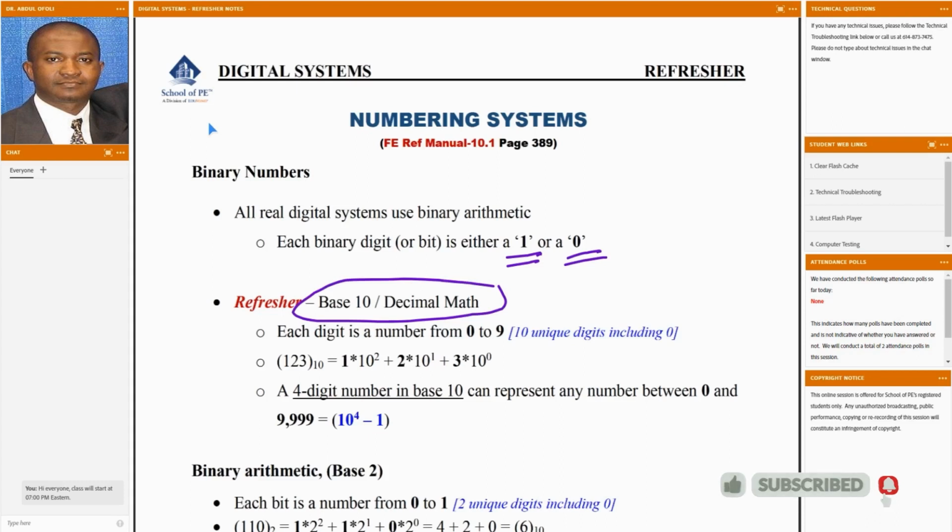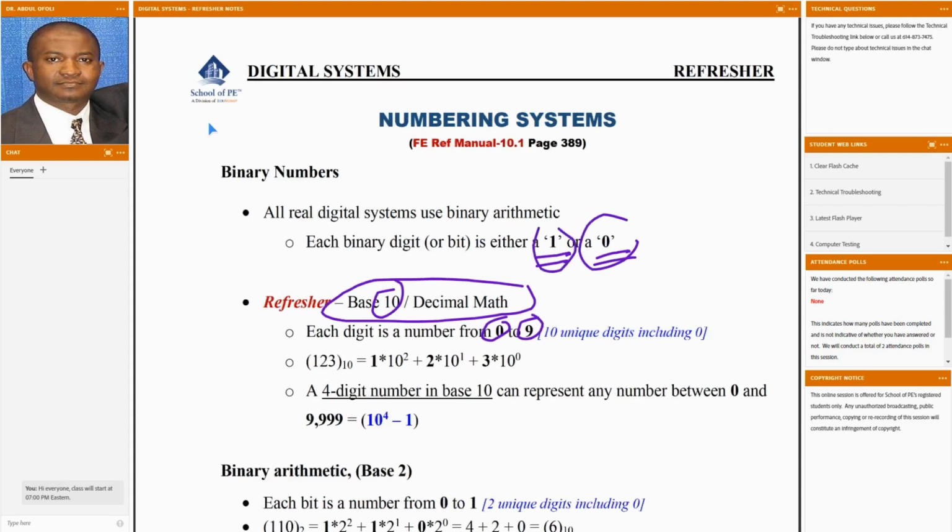In base 10, our normal decimal math, we have 10 unique digits, and that's why it's base 10. It contains 10 unique digits, from 0 to 9. Any base which has, let's say, 3 unique digits will be base 3. Base 2 has 2 unique digits, 0 and 1. That's why it's binary, that's why it's base 2.